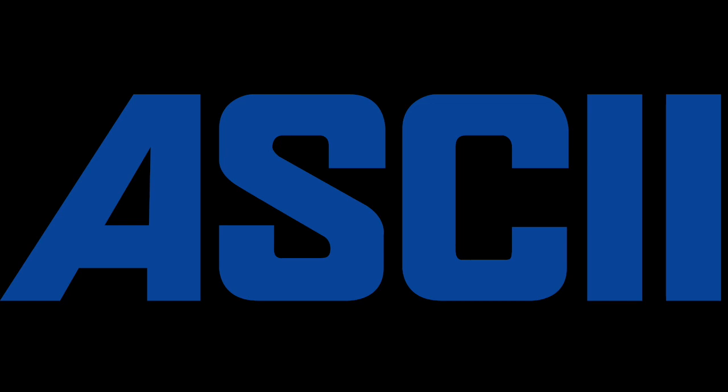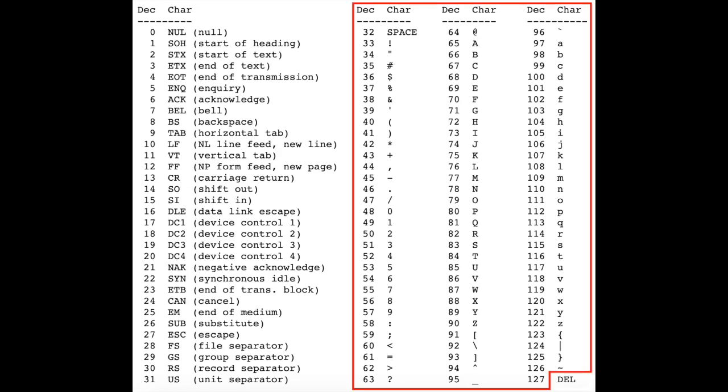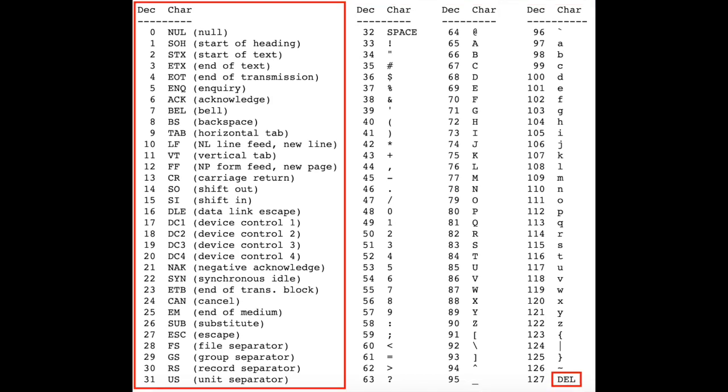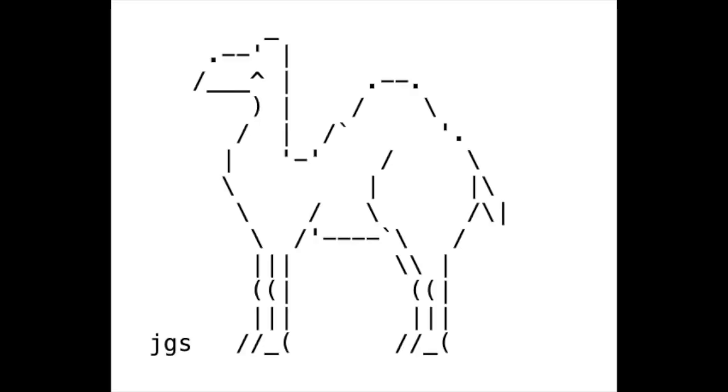In the 1960s, one of the most widely used character sets, ASCII, was created. It supports 128 characters, which are represented by the numbers 0 to 127. Only 95 of the 128 ASCII characters are actually printable, and the rest of them have a special meaning, such as delete or null. The printable characters include both the lowercase and uppercase English alphabet, numbers, punctuation marks, space, and a few miscellaneous symbols.